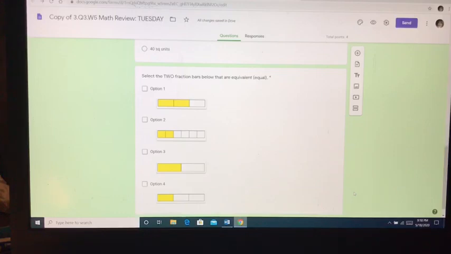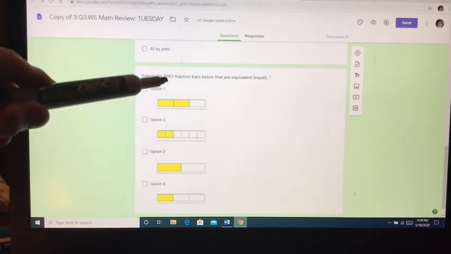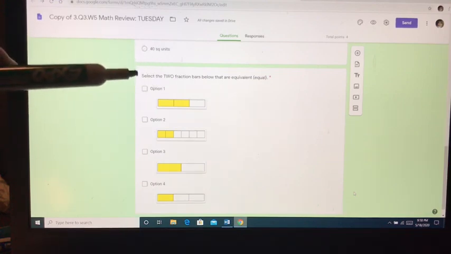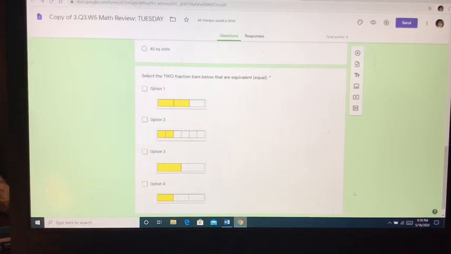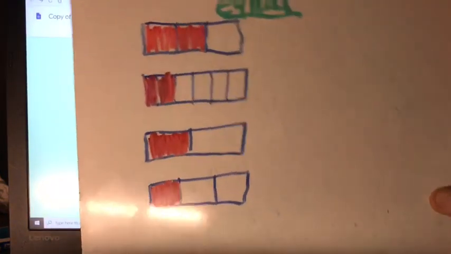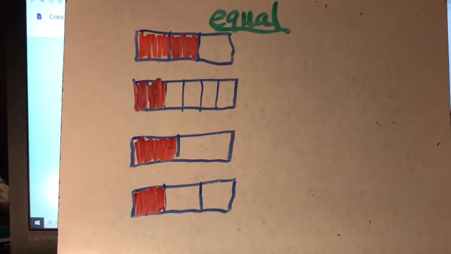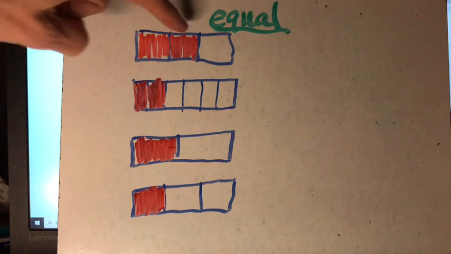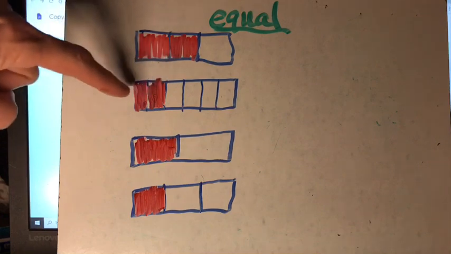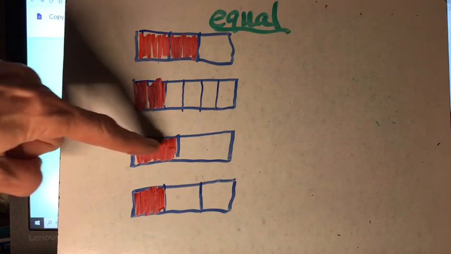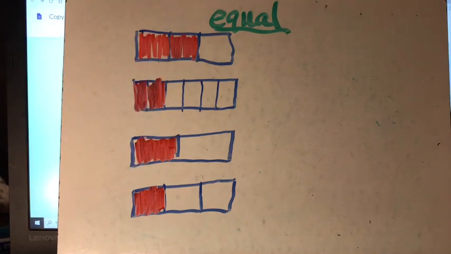The last problem says select the 2 fraction bars below that are equivalent, equal. All right, so you're clicking on 2. So we have to compare these pictures that they show us. So I've gone and drawn them to show you better how to solve this. All right, so here are the 4 options. The first one has 2 colored in. The second one has 2 colored in. The third option has 1, and the fourth option has 1.